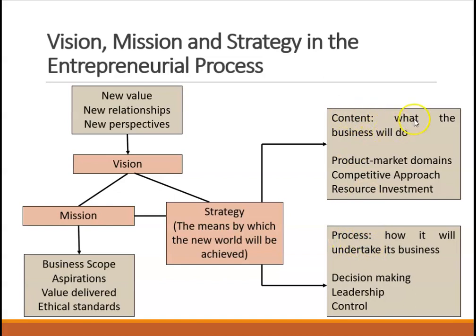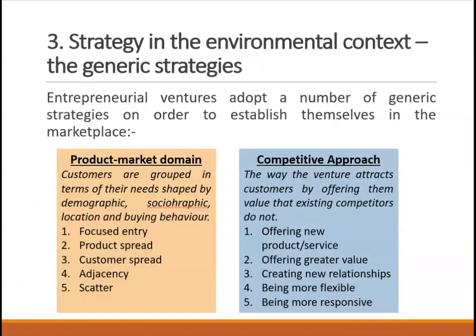The strategy content is what the business will do. Examples are product market domains, the competitive approach, and the resource investment. And the strategy process is how it will undertake its business in terms of the decision making, the leadership, and the control of resources. So this is the more internal part. We have done with strategy content and strategy process.